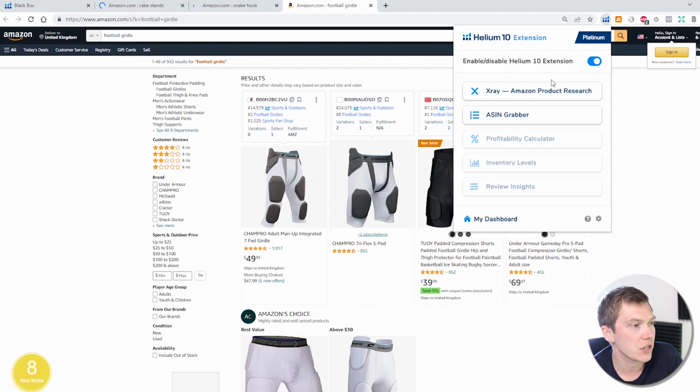We will press the X-ray tool, and what that's now going to do is show us the amount of sales in a bit more detail on a seller by seller basis, so that we can verify whether there is enough search demand and sales demand for football girdles on Amazon.